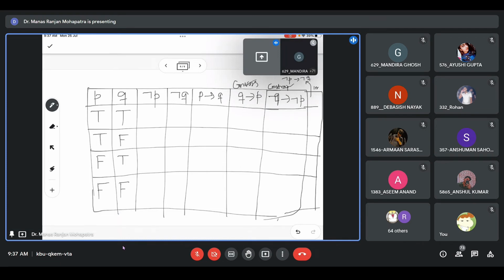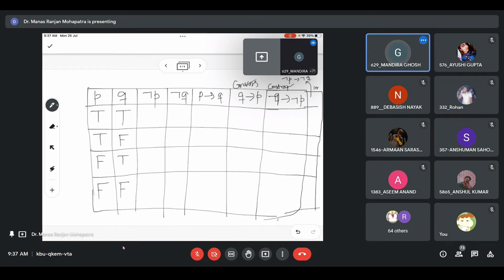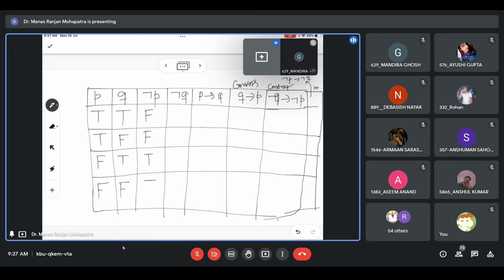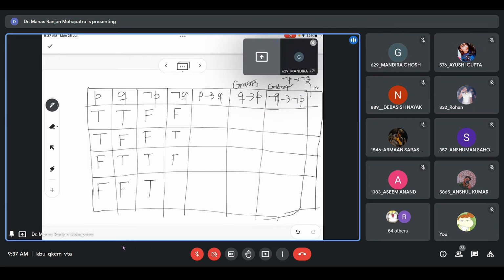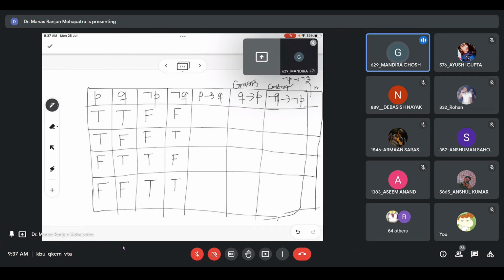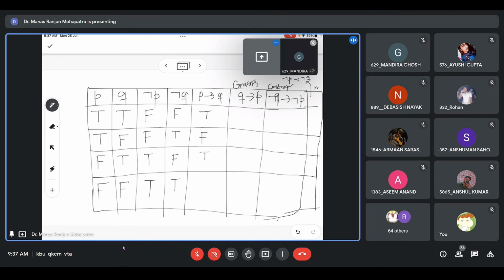Now tell me, what is the negation of P? What will be this column? False, false, true, true. Then the negation of Q: false, true, false, true. How about P implies Q? True, false, true, true.